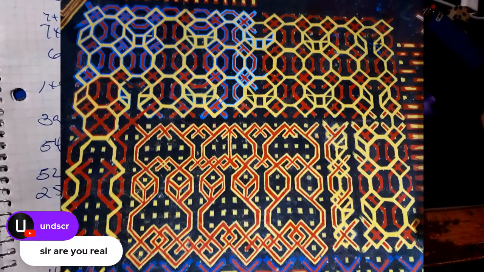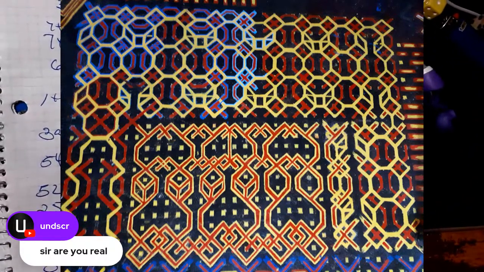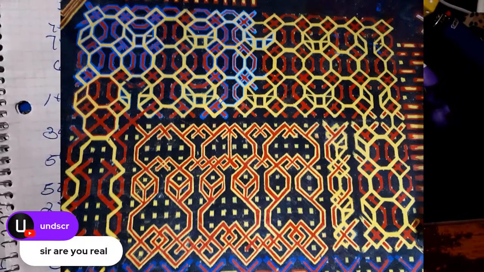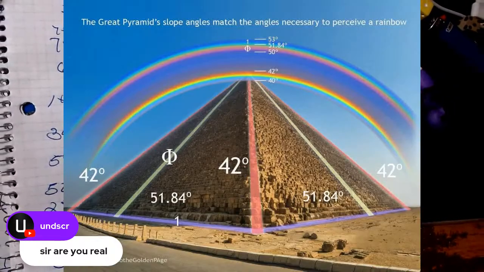The cube is from within. You're only seeing the outline. You're not seeing the center of it. So that is your numbers.